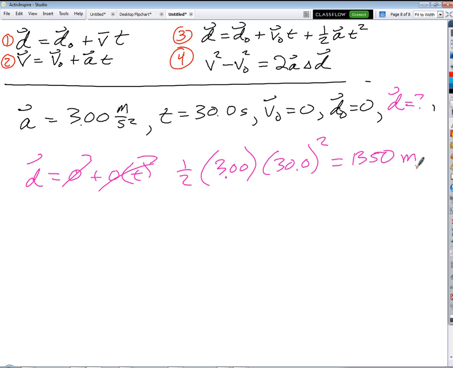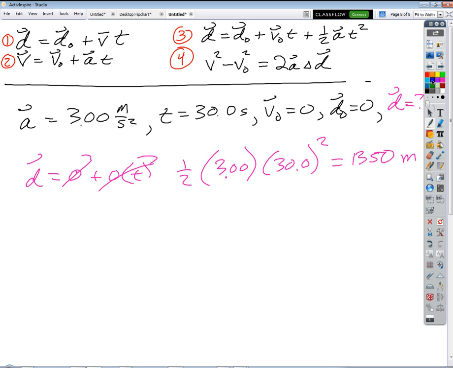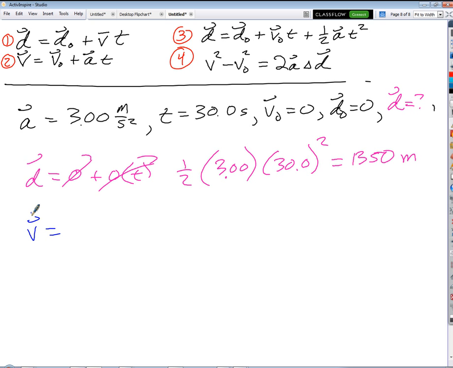Second part, how fast was it going when it took off? Okay, well, that's a pretty easy one, isn't it? Because what equation could we use to answer that one? Number 2. That's a little guy, right? Number 2 would be pretty easy. So v equals, and it's already solved for v, so we just plug in what we know: 0, plus a, which is 3.00, times time, which is 30.0, so 90 meters per second.